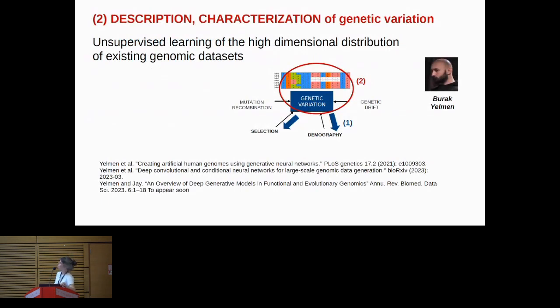So the second part is a bit different philosophically, and here we're interested in the genetic variation that exists in individuals, and that you can observe in data that you have access to, but also in data that you might not have access to. And I want to highlight that this project has been designed from the beginning with Burak Yelman.